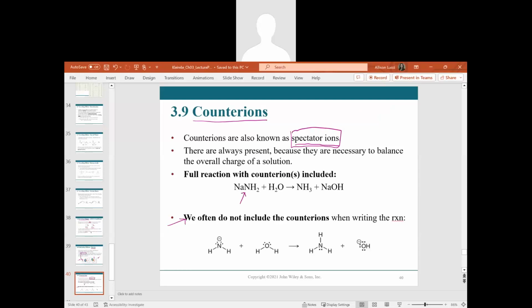So what we see in this example down below is that the amide reacts with water, becomes ammonia and hydroxide. So we know that there are actually sodium counter ions floating around, but they're not always shown in reactions.